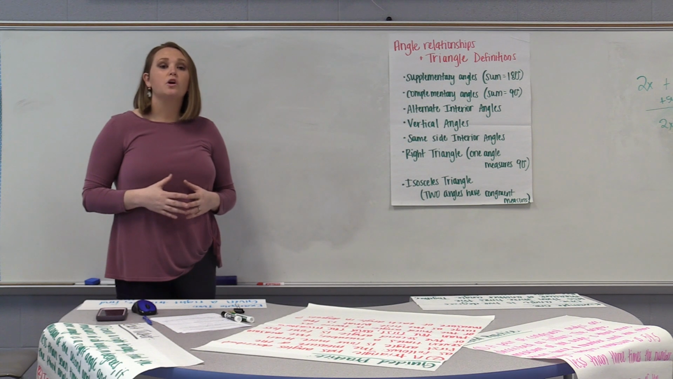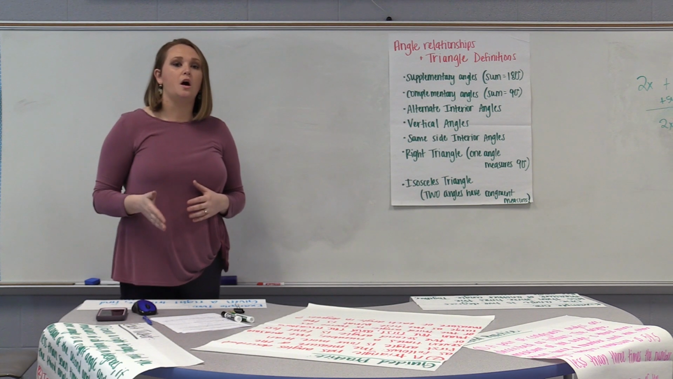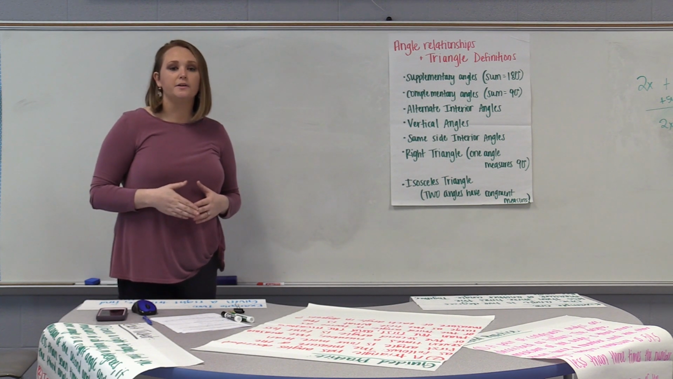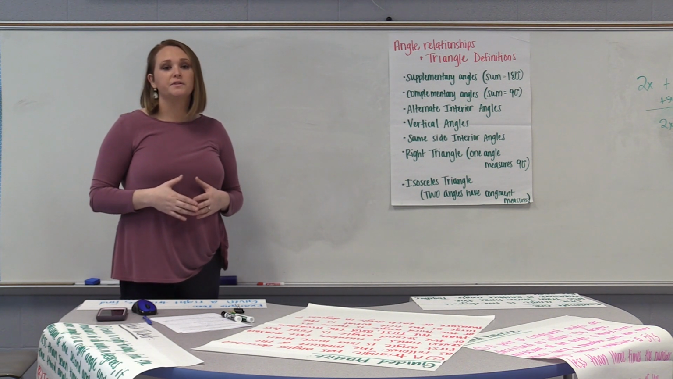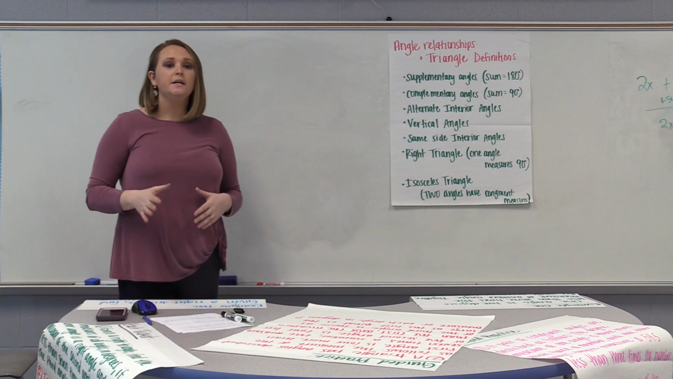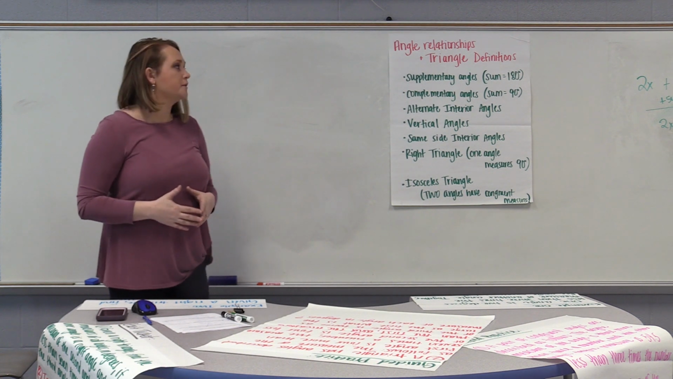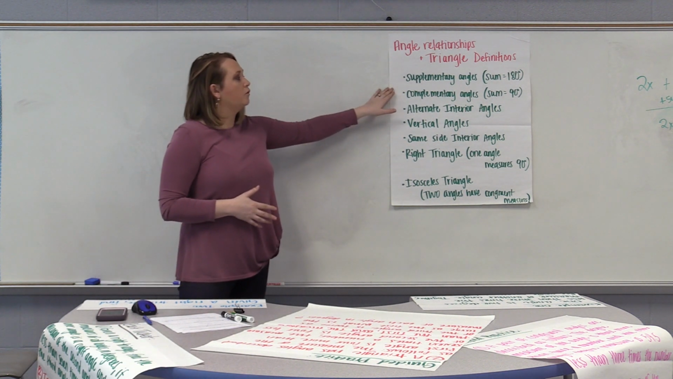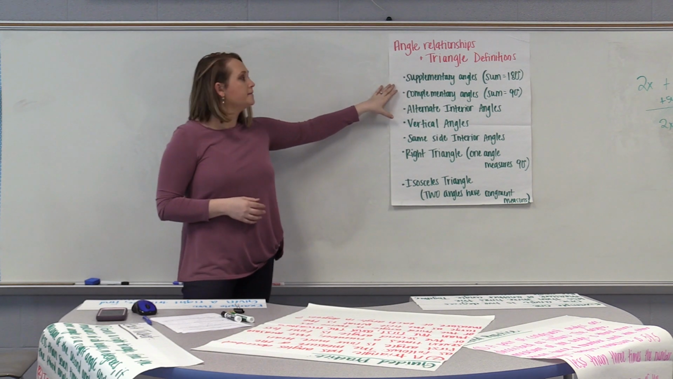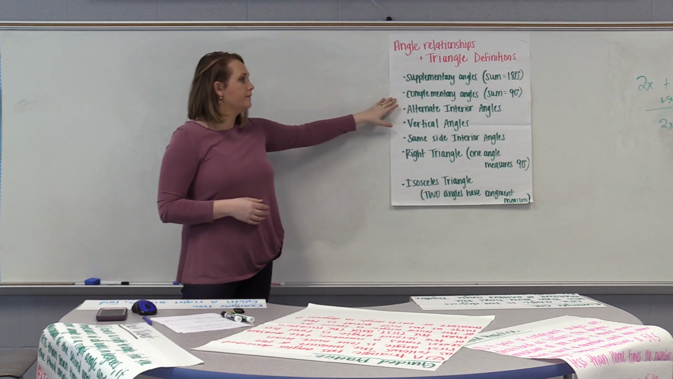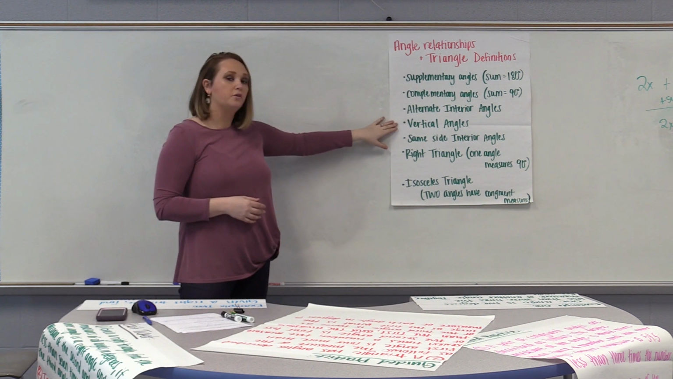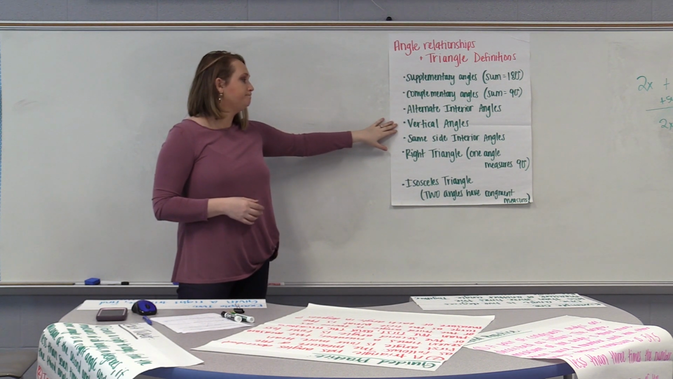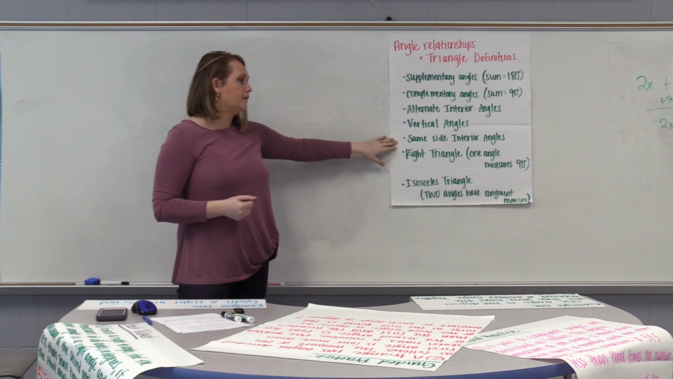Today we are going to start working on applying our knowledge of geometry, writing and solving linear equations. You might want to draw diagrams to help represent the situations presented in the problems today. Here are some key things to remember from geometry. Supplementary angles have a sum of 180 degrees. Complementary angles have a sum of 90 degrees. Alternate interior angles and vertical angles are congruent to one another. Same side interior angles have a sum of 180 degrees.